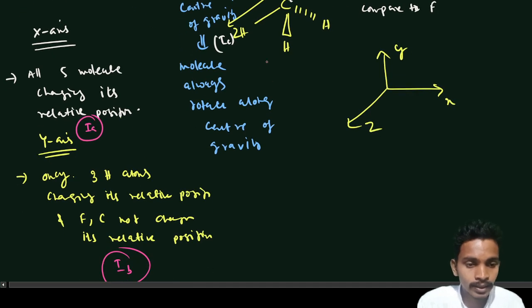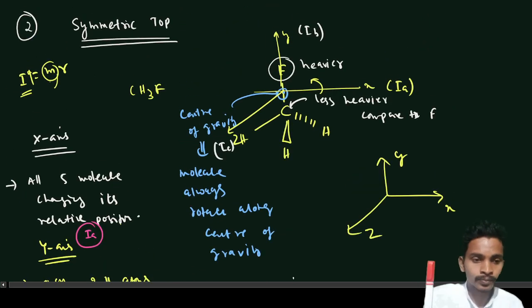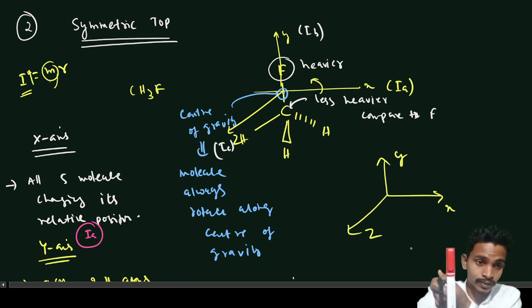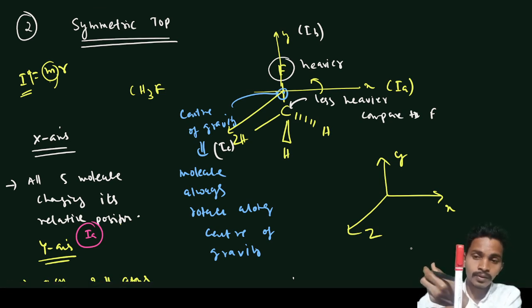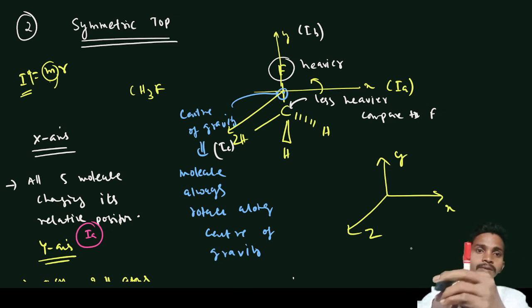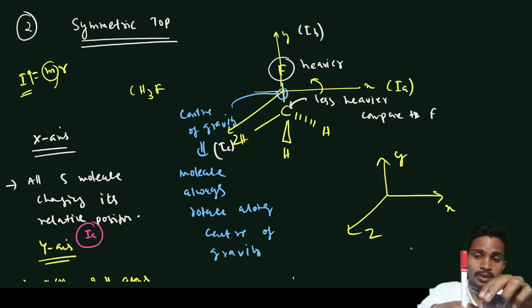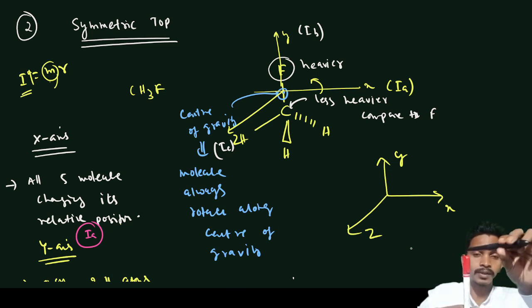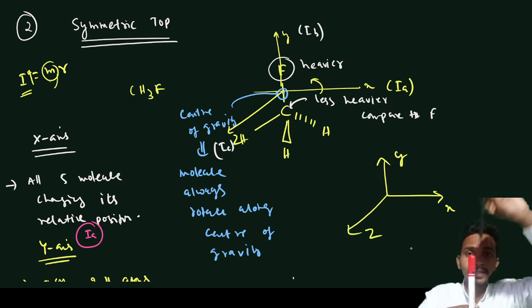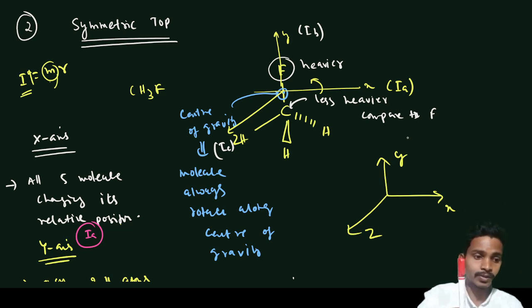And let's talk about the z-axis. Along the z-axis, I have to rotate in these directions. I pass this axis through the center of gravity, because the molecule rotates about its center of gravity. Since fluorine is a heavier atom, the center of gravity lies towards the heavier atom, because carbon is less heavy than fluorine. So since this is the center of gravity, the x-axis is like this, the y-axis is like this, and the z-axis is like this. I mention this here.